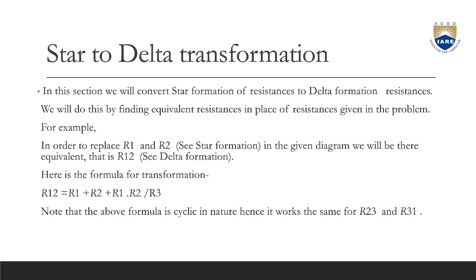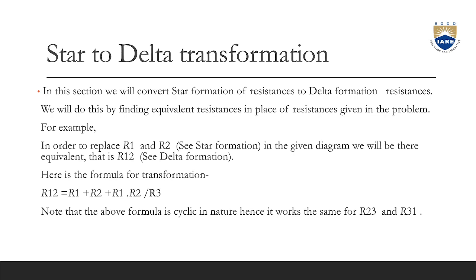Now let's convert star to delta transformation. In this section, we will convert star formation of resistance to delta formation of resistance. We will do this by finding the equivalent resistance in place of the resistances given in the problem. For example, in order to replace R1 and R2 in the star formation in the given diagram, we will use their equivalent, that is R12. Hence, here is the formula for transformation.